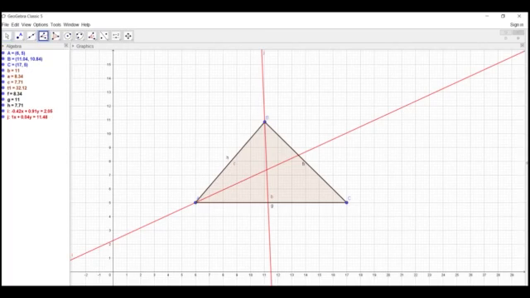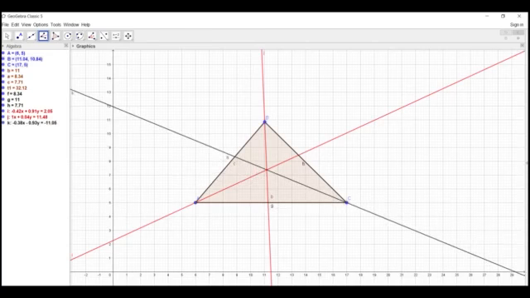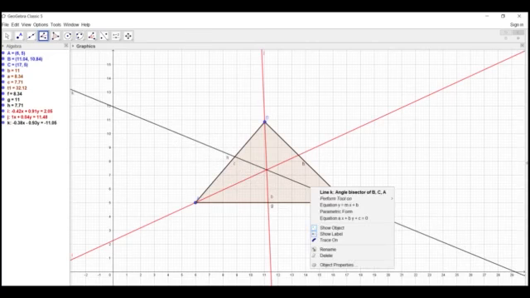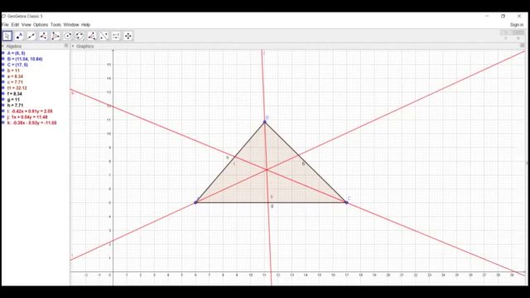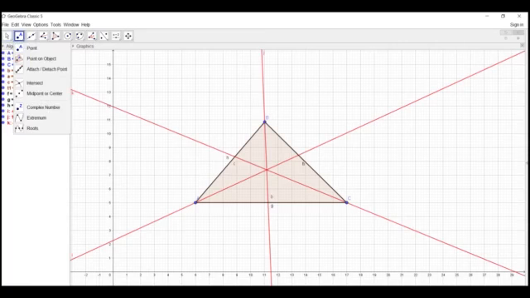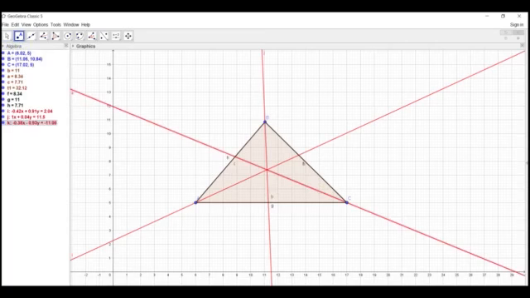Then we have to draw the angle bisector of angle C. So then change the color to red. So these are the three angle bisectors. They meet at a point. Let this point be D, and D is known as the in-center of the triangle ABC.